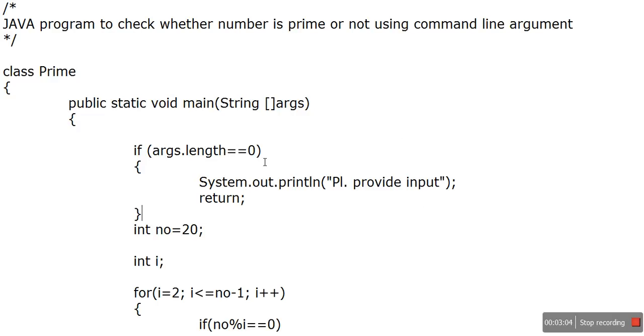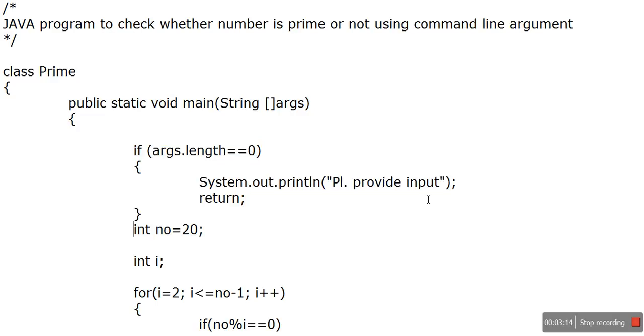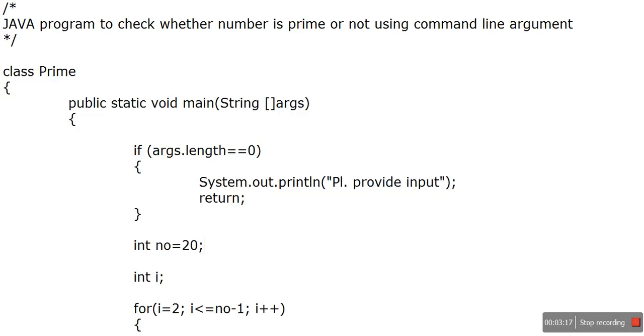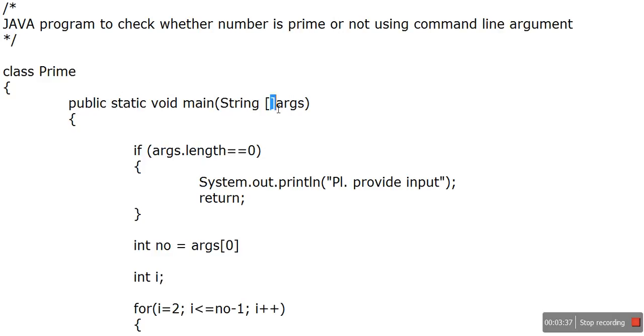If a number is provided, definitely the length is greater than 0. How many numbers have you provided? 1, 2, 3, 4. If it is not 0, it will not terminate, and the execution control will come here. In that case, whatever first number is entered is stored in args[0]. Try to understand this: if I execute with 30, 20, then this 20 is going to be stored as the first element in the argument array. So I am writing here args[0].